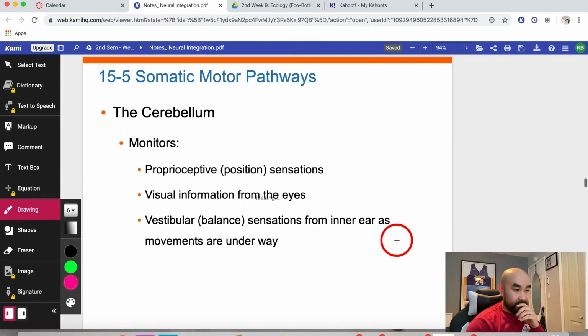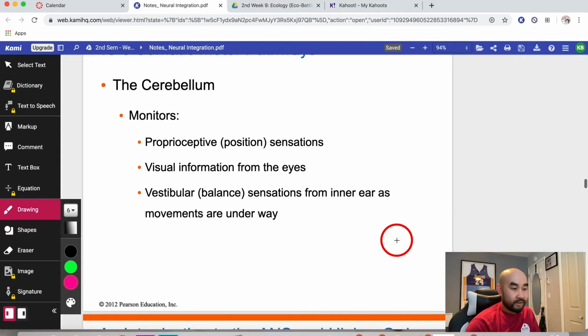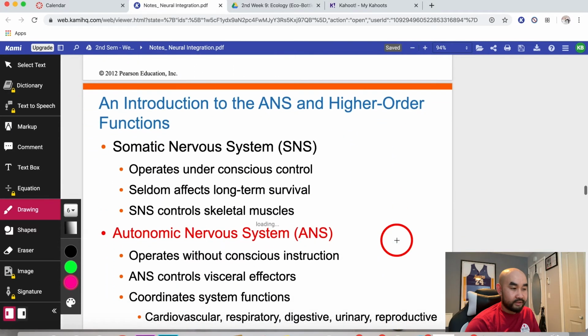Moving on, a little bit about your cerebellum. Remember what the cerebellum is again? It's right here. Cerebellum has to do with motion, right? Equilibrium, balancing. Right. Moving on.